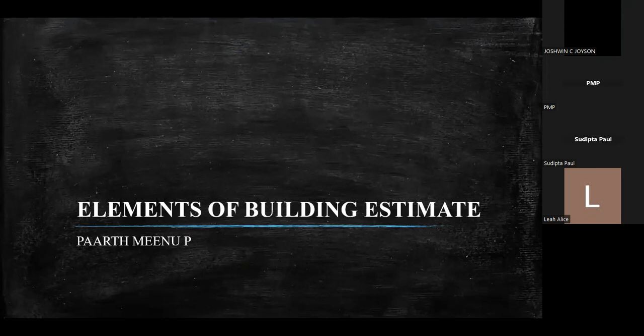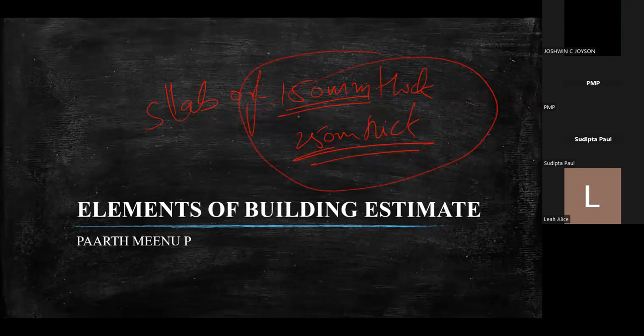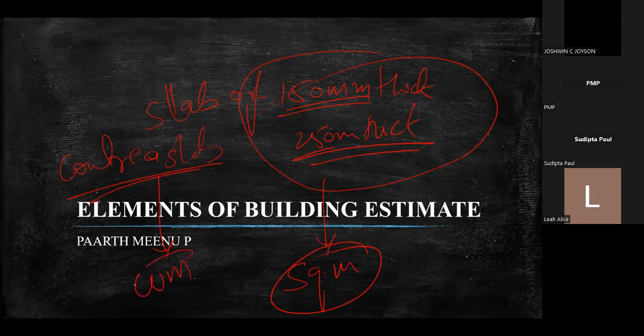Okay, for a slab of RCC, in which measurement will it be measured? When I write a slab of 150 mm thick or 250 mm thick, I am taking one dimension as constant. In this scenario, I will consider square meter as the measurement. But if I say concreting a slab, I will always consider cubic meter, because concrete comes in cubic meter, not square meter. Any other questions, guys?